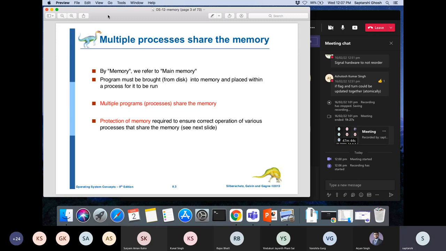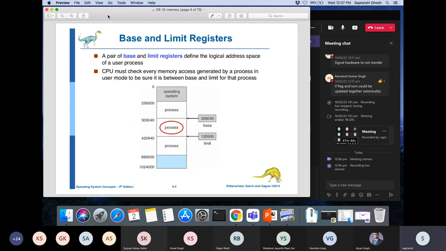And since multiple processes are sharing the memory, there needs to be some kind of protection mechanism so that one process does not encroach on the memory of others. For that, we will talk about multiple schemes for such protection, but an early scheme was using a base and a limit register. So look at the picture.